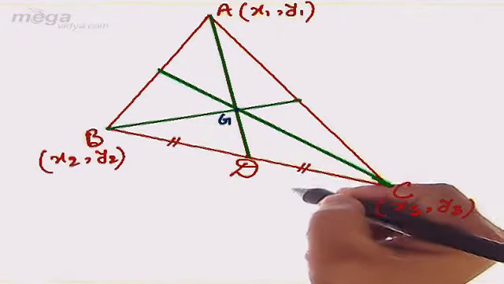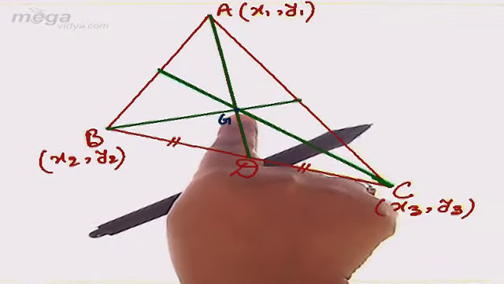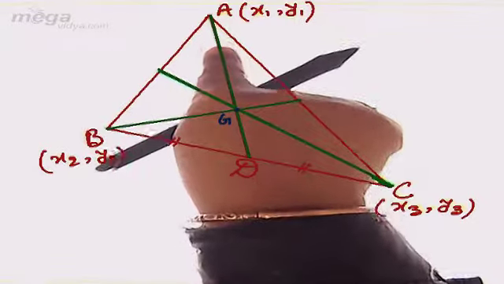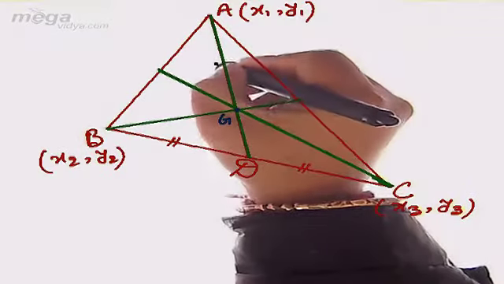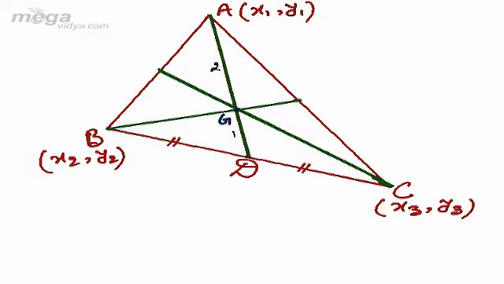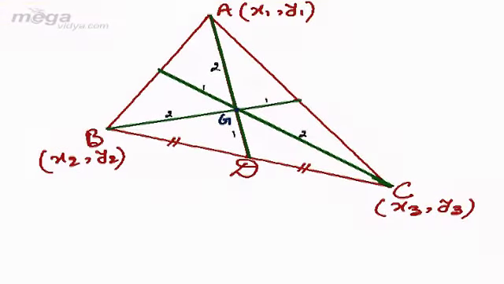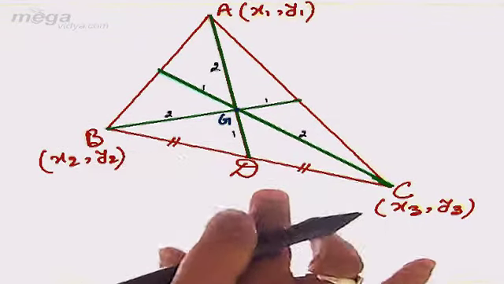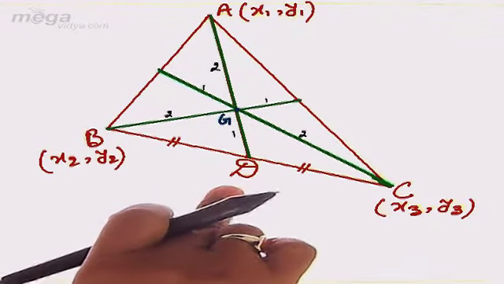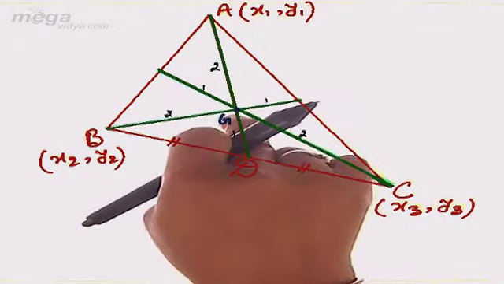So BD is equal to DC, and in class 10th you did a theorem that states that the centroid is a point which divides the median in the ratio of 2:1. So this point divides each median in the same ratio 2:1. Now to get the centroid, what we will do, student? First of all, using the midpoint formula, we will find out the coordinate of D. Then using the section formula, we will find out the coordinate of G.